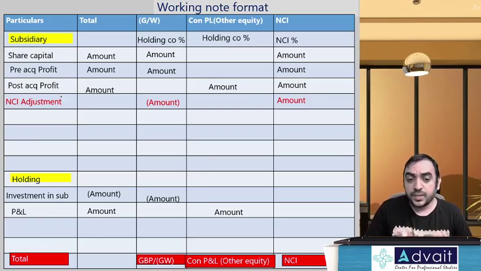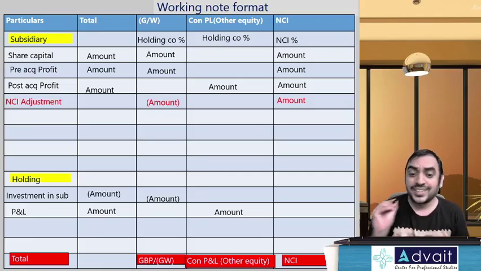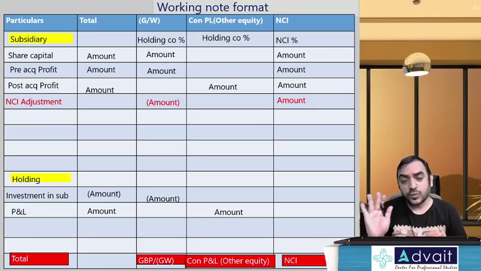Now NCI adjustment comes only when the problem says it. That's why it's in red color. So we can put one star. Only when they say to do this adjustment, NCI under fair value. Otherwise, if the question does not say NCI fair value, don't do any adjustment on this. This line item will not come.